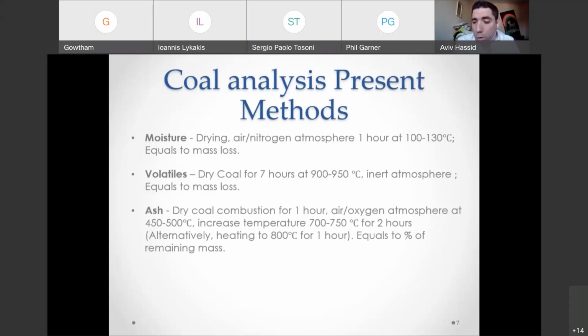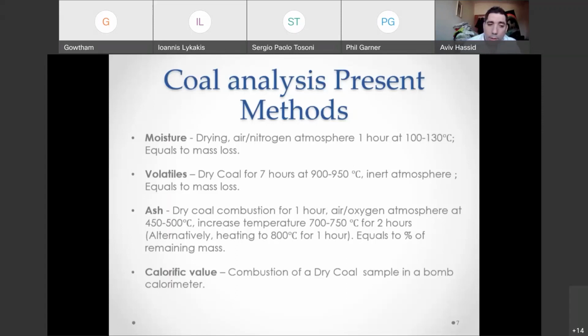For ash, we heat or burn the coal at 800 degrees for 1 hour, or alternatively go through a two-stage heating procedure. And the percent of mass remaining is what we call ash. And as for calorific value, we insert the coal into the bomb calorimeter and measure the heat released during the process.